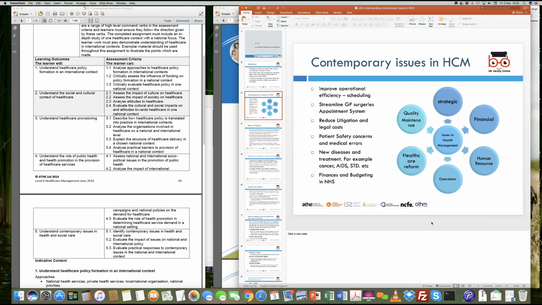Now, what are the contemporary issues in healthcare management? We look at issues which are classified here. There are issues which are strategic, financial, human resource-led, operational. There are issues related to reforms, and there are issues related to the quality of care being delivered. These are the 6 different categories that we can classify issues into when we look at contemporary issues in healthcare.